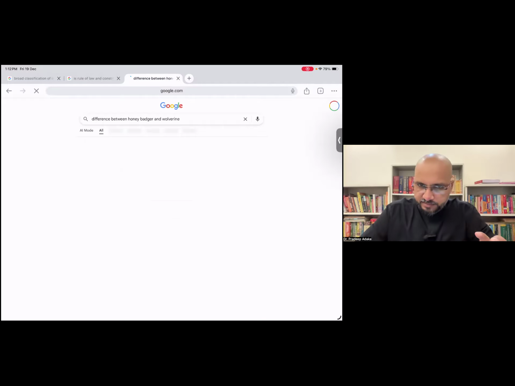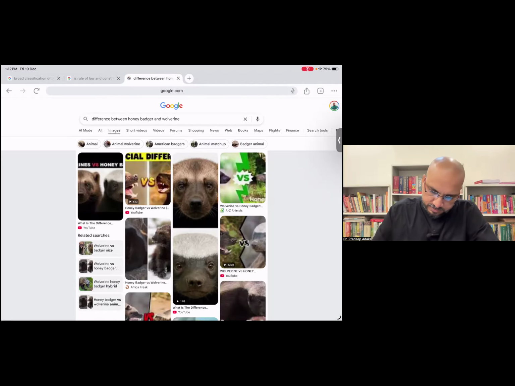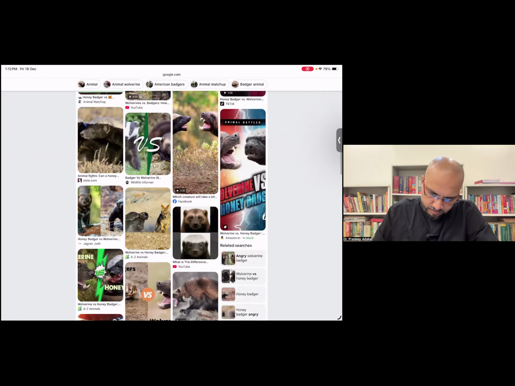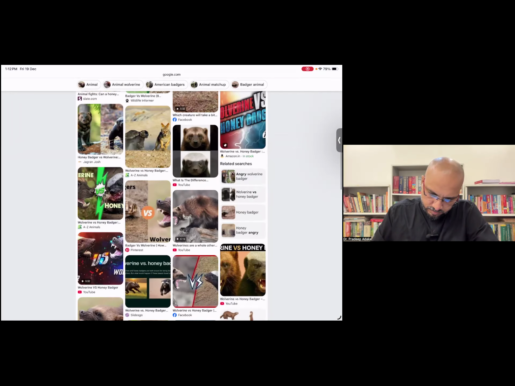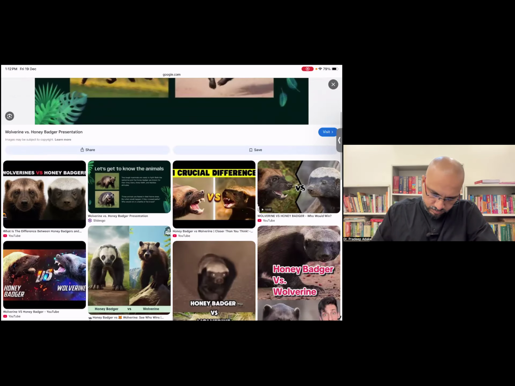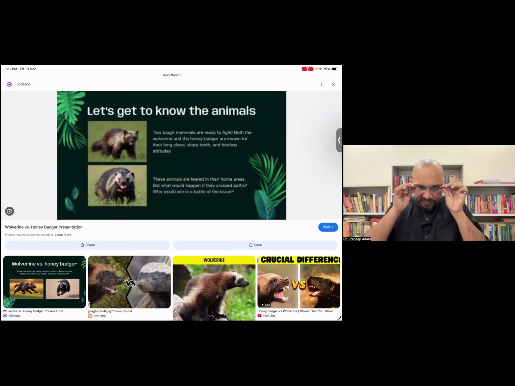Honey badger is smaller. They have very leathery skin. So honey badgers are smaller in size. Wolverines are larger in size. Honey badgers, you might have seen in some of the reels. So they will fight with any animal, with lions, with hyenas.